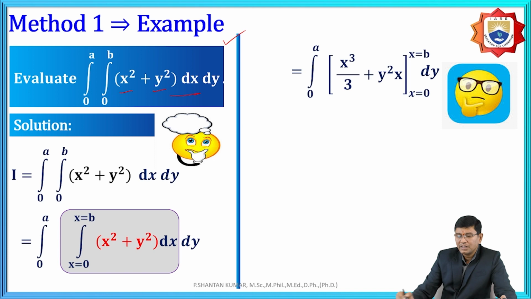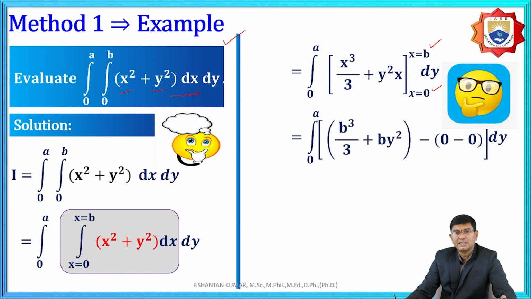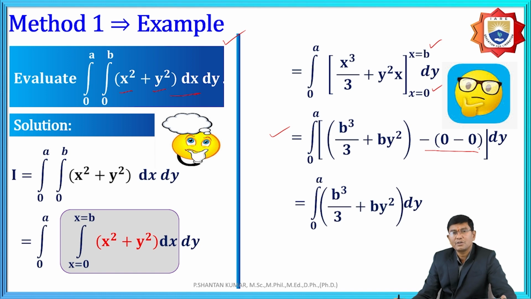Here also we replace the limits: the upper limit x is equal to b and the lower limit x is equal to 0. The solution will be the integration from 0 to a of b cube by 3 plus b into y square, and similarly the lower limit is 0 minus 0. The second term is total 0, so only the first term remains, that is b cube by 3 plus by square.